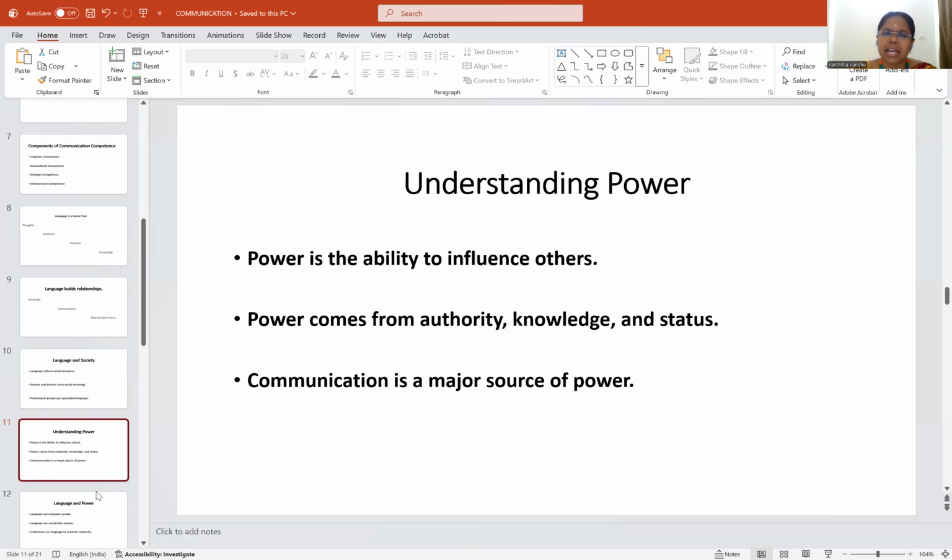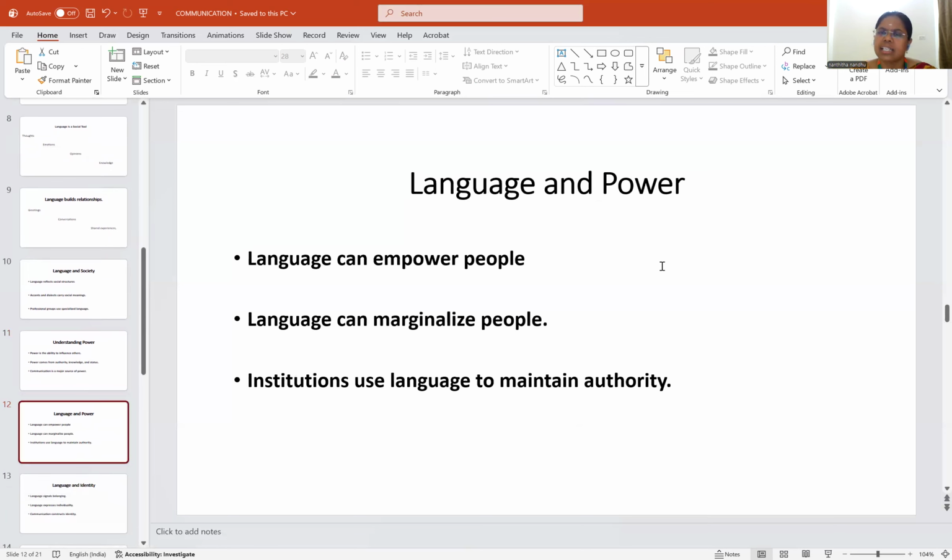Next, language and power are interlinked. As we saw about the importance of power, how come language and power are interlinked? Let's see that. Language can empower people and language can marginalize people. Can you see the opposite factors which are operating through language? It can empower people and at the same time, it can marginalize people. Often institutions use language to maintain authority.